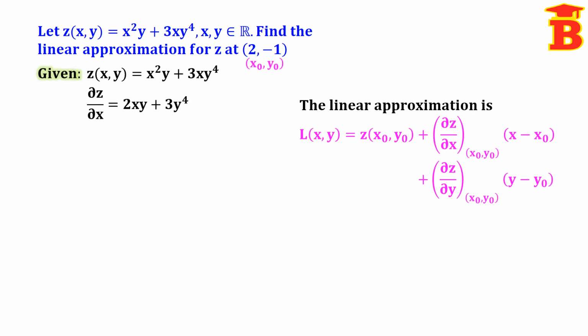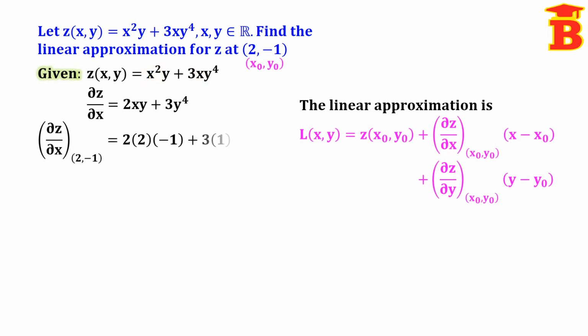Now differentiating z partially with respect to x. So see the given function. Just see the x terms only and differentiate that only. X square differentiation 2x into y. Here x differentiation 1. 1 into 3y power 4. So we get 3y power 4. So this is dou z by dou x.